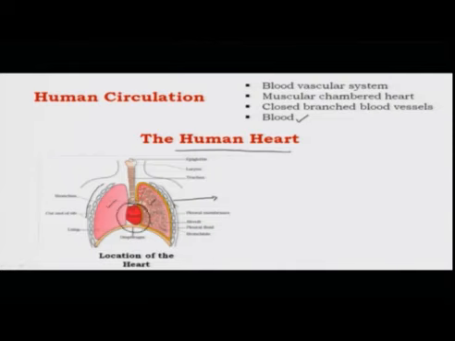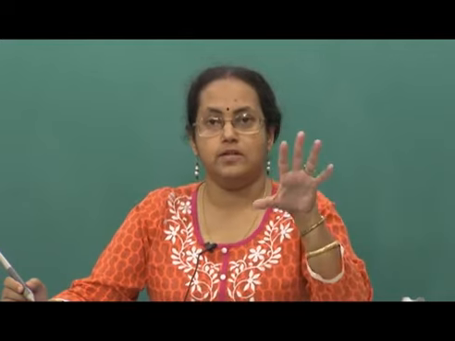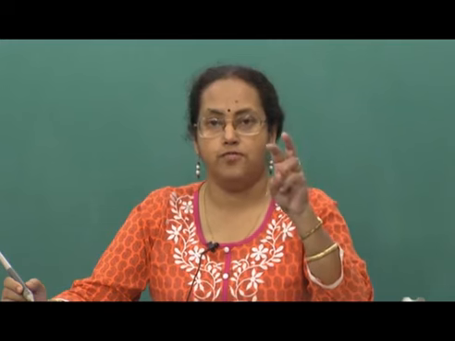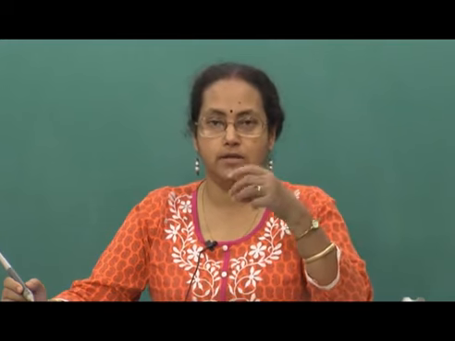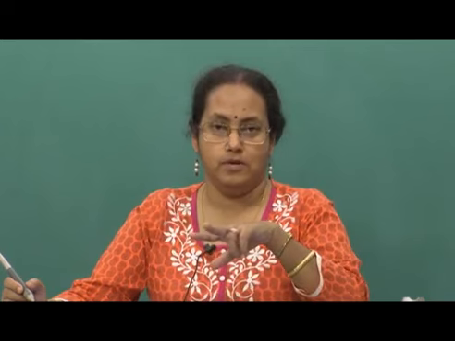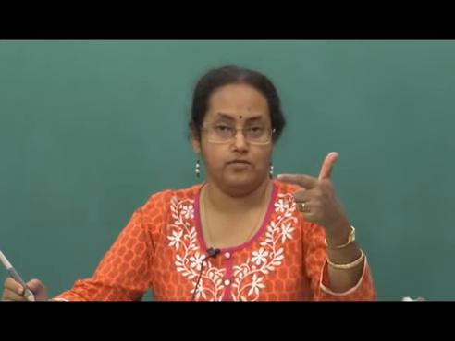So, the heart is actually a mesodermally derived organ. What do we mean by mesodermally derived organ? In the developing embryo, there are 3 kinds of tissues. So, the tissues that are first formed are called the 3 germ layers. They are called the ectoderm, the mesoderm and the endoderm. So, the ectoderm will later give rise to 2 primary kinds of tissues, the skin and the nervous system.